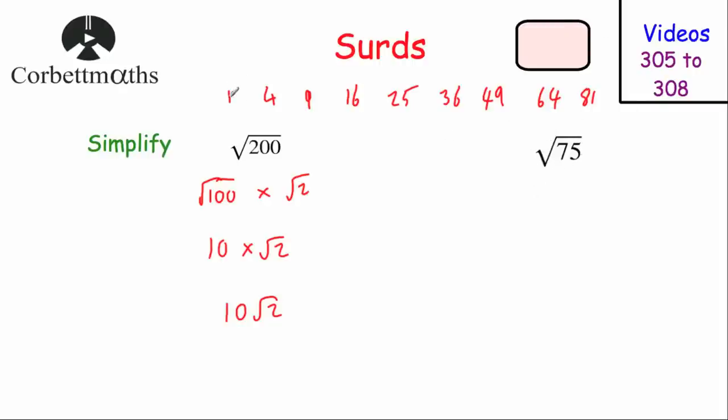Well, 1 is not actually going to help us because we'd end up with the square root of 1 times the square root of 75. So that's not actually going to simplify it. 4 is not a factor of 75. 9 is not a factor of 75.